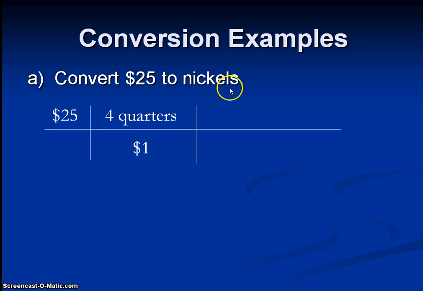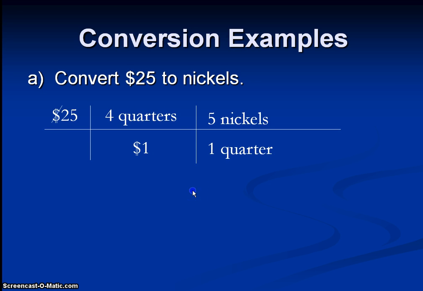But we don't want quarters, we want nickels. So the next thing you're going to do is take this unit, not the number 4, but just the unit quarters, and pull it down diagonal, because we want it to cancel. And then on top, you put what you're looking for. So we would put nickels on top, quarters on the bottom, and then set up your conversion factor. So 1 quarter is equal to 5 nickels.